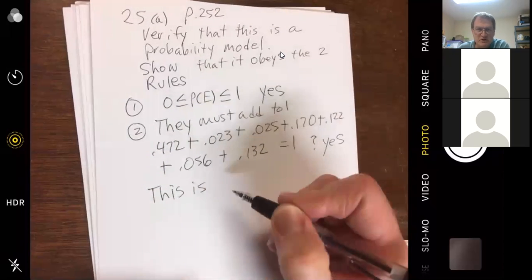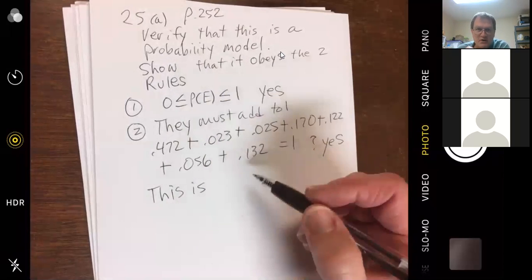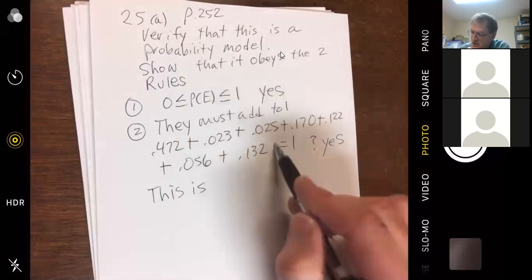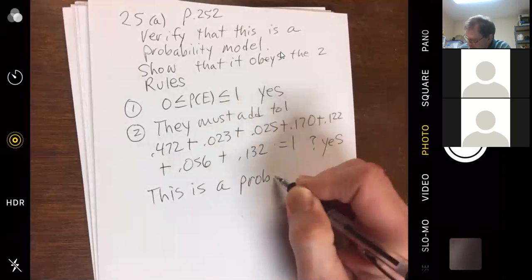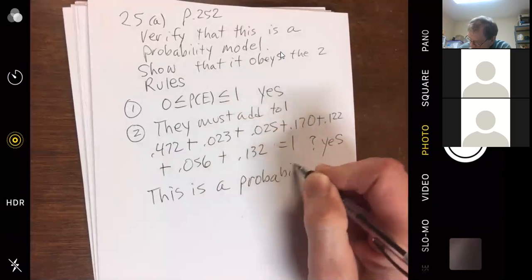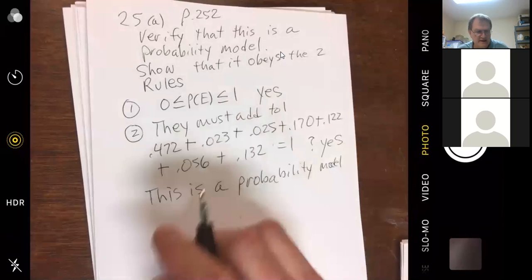This is what you always do. They give you a bunch of problems, especially through 5.1. They have you verify things. And you always check that it obeys these two rules, a probability model. Do you want to see the other parts?